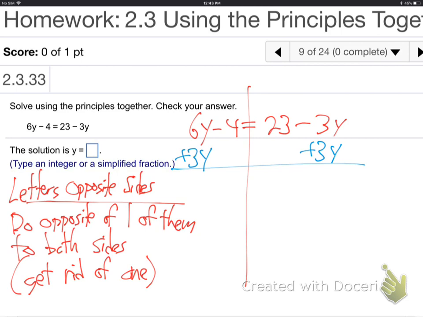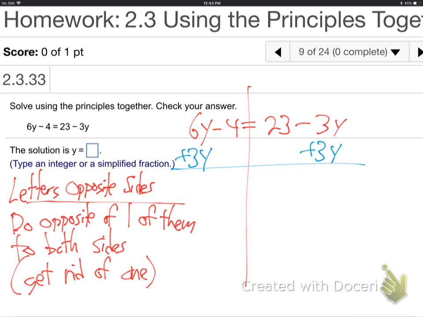Why didn't you put the 6y over there? Oh, you could do both? Oh, okay. Well, yeah, so I could have. So when you see these y's on opposite sides, you've got to do the opposite of one of them. It doesn't matter which one, and then do that same thing to both sides. So I could have gone minus 6y and minus 6y, and that would have gotten rid of this one. But I usually just get rid of the lower one.